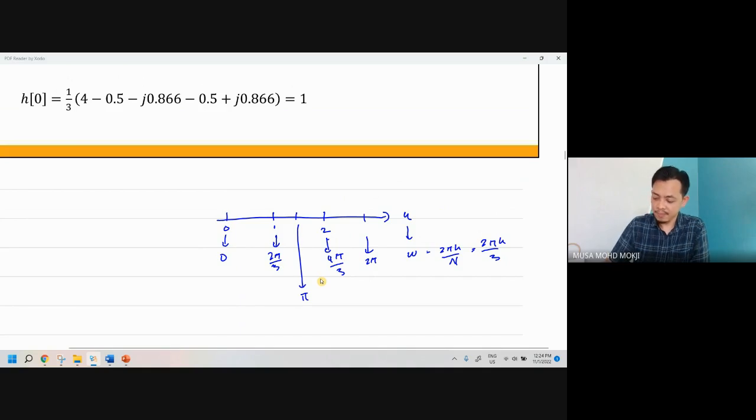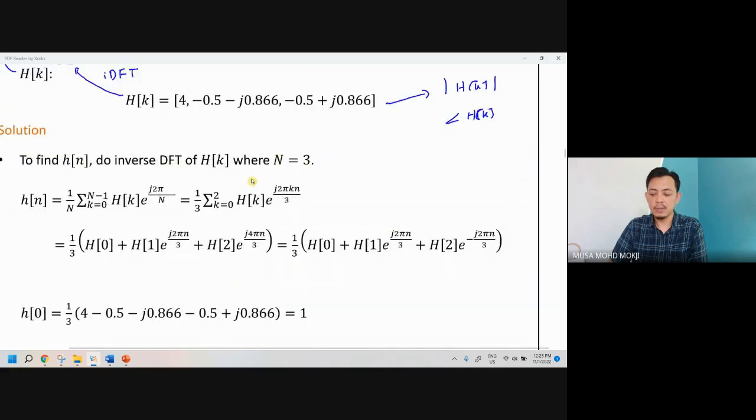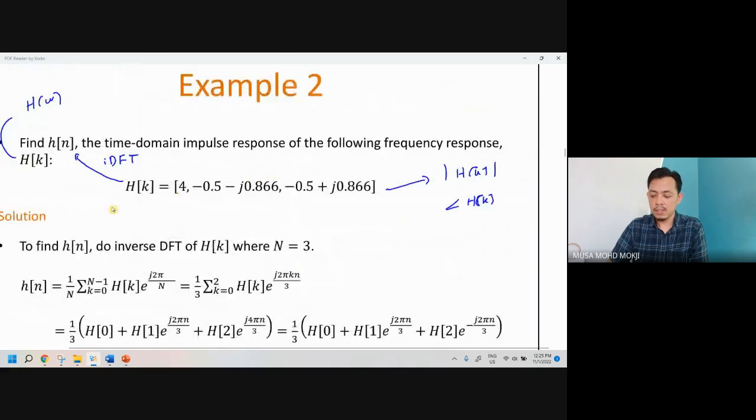Okay. And what we know from frequency response, so if this is a part of A, and this is B, so B is actually just the conjugate of A. So whatever you have here, this is actually a conjugate value of A.